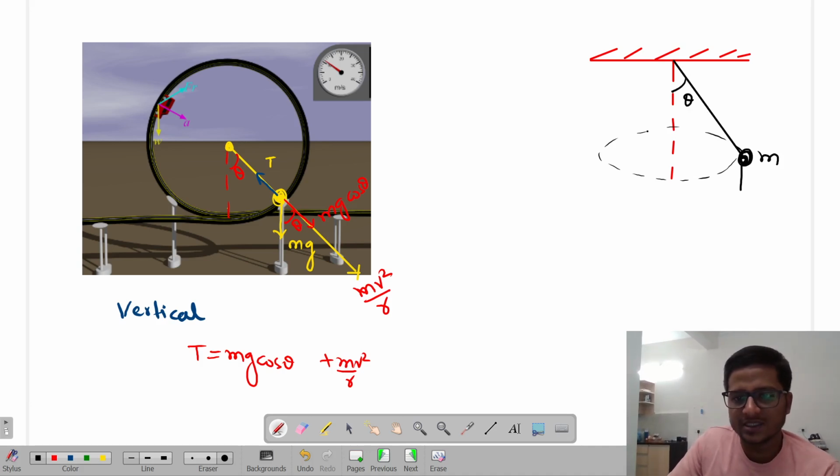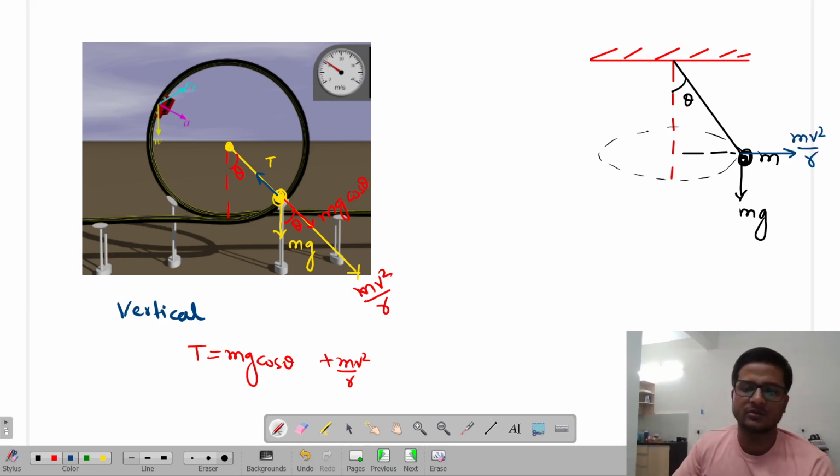So if this is my mass m, this is mg. For this particular body, this is my radius, because the velocity is in this particular direction. Therefore mv square by r is present radially outside. Then this is my value of tension. In this direction I'll have tension T, and I'll resolve tension into T cos theta and T sin theta. Is this clear or not?